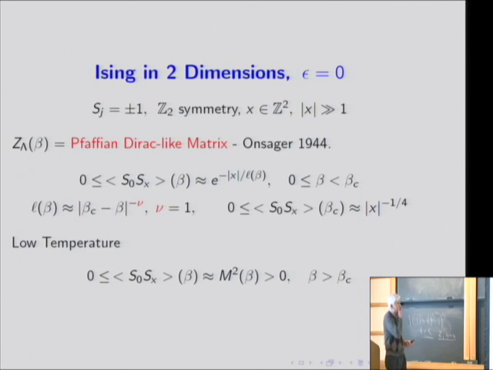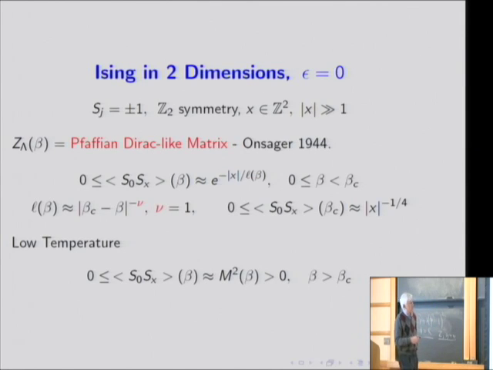This is, as I said, probably one of the most elegant models in statistical mechanics. It can be solved exactly, at least the partition function can be solved exactly. Your spins, remember, take values just plus or minus 1. We have a Z2 symmetry. We're on the square lattice. And we're interested in long-distance behaviors, always. That's always what we're interested in statistical mechanics.